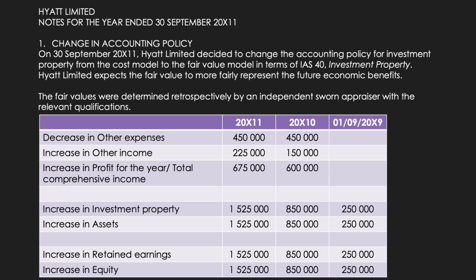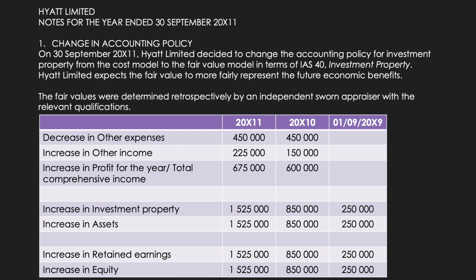Now you will see on that 1st of October 2009 column, I have no amounts in the decrease in other expenses, increase in other income, or increase in profit for the year. Why? Because those opening balances are reflected in retained earnings, okay? And it's too long ago to go back and now open up those books in order to make the changes in those line items.